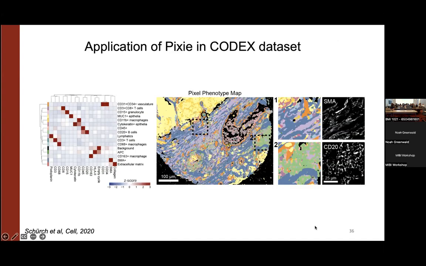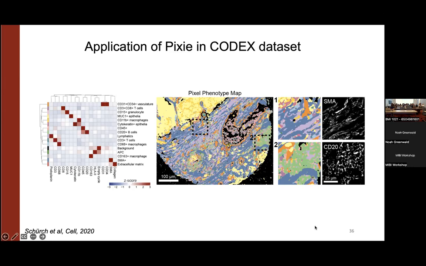Okay. In a second example, we applied Pixie to a publicly available CODEX data set of colorectal cancer. So CODEX is another multiplex imaging technology that uses fluorescence-tagged antibodies instead of mass tags, which is what we use. And a big confounder in fluorescence methods is that you get a lot of tissue autofluorescence.